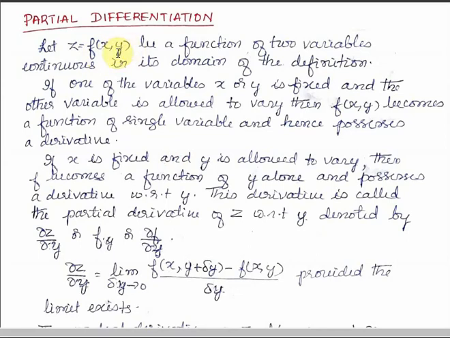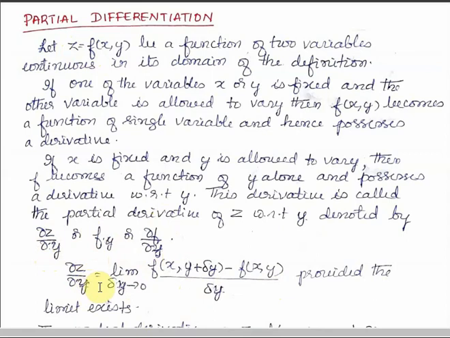Similarly, if I keep y fixed, then the function becomes a function of x, so that I can differentiate with respect to x, and I get the partial derivative of z with respect to x. The partial derivative with respect to y, we denote by dou z by dou y, or f suffix y, or dou f by dou y. And this is the definition of the partial derivative.